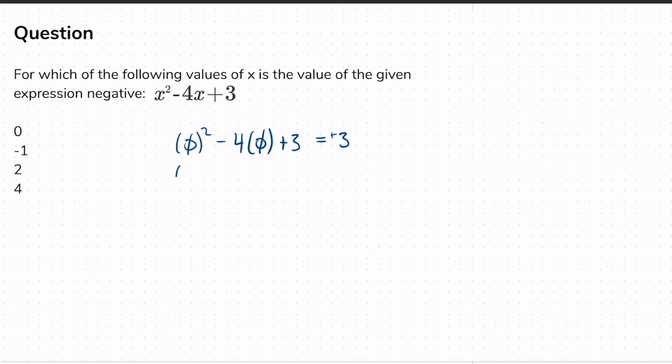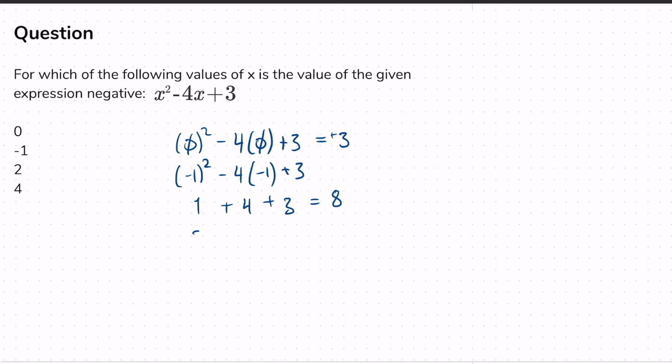Let's have a look at negative 1. Negative 1 squared. Well, negative 1 times negative 1 is 1. Negative 4 times negative 1 is plus 4. All right, well, that doesn't work either. That gives us 8.